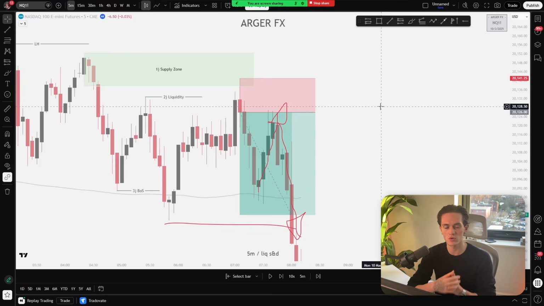Now, we've already hit a trade on gold and we've already hit a trade on NQ. Let's go over to CL now, so crude oil, and show you that this really does work anywhere.